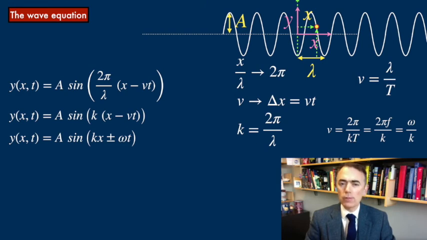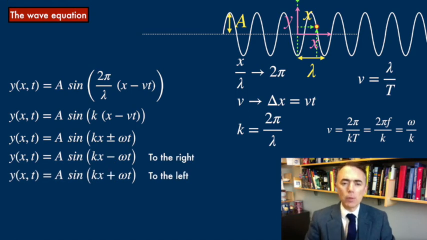The plus or minus signs indicate the direction of motion of the wave. Just verify yourself that the negative sign indicates moving to the right and the positive sign indicates moving to the left.